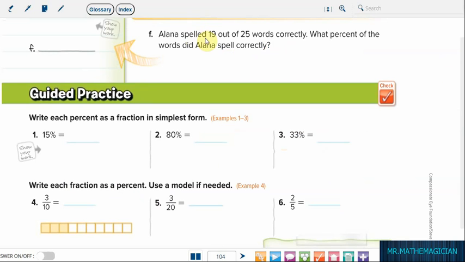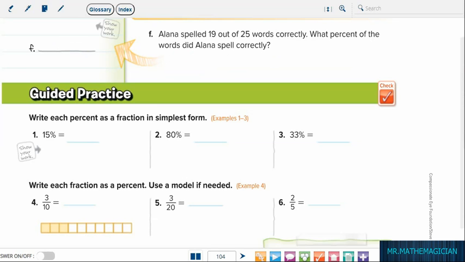Now, Elena spelled 19 out of 25 words correctly. What percent of words did Elena spell correctly? Also, we need to write this as a percent, so it's 19 over 25. So we are going to multiply by 4 up, multiply by 4 down, and this will give you 76 over 100, means 76%.